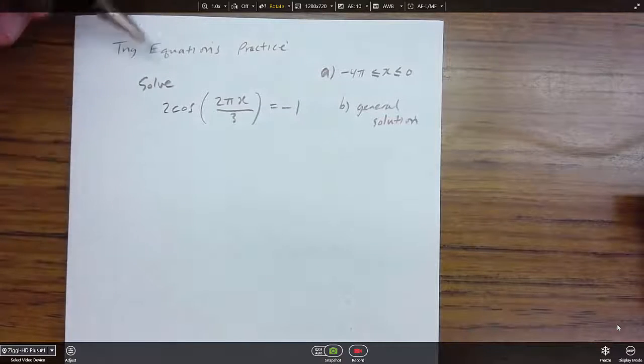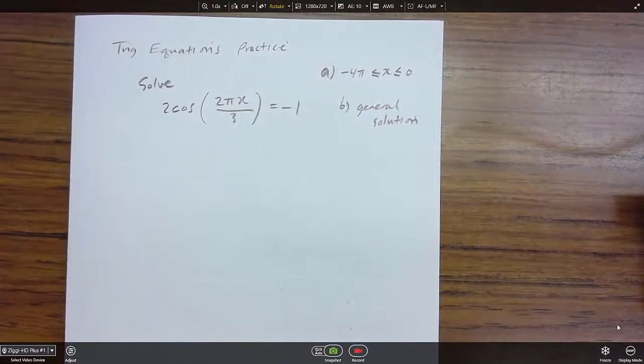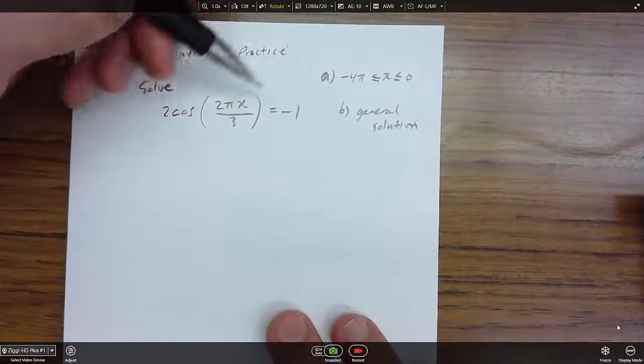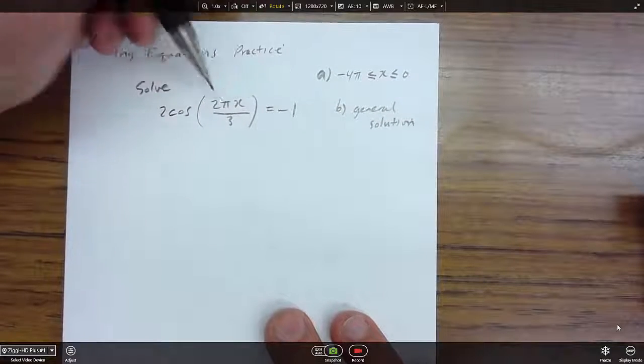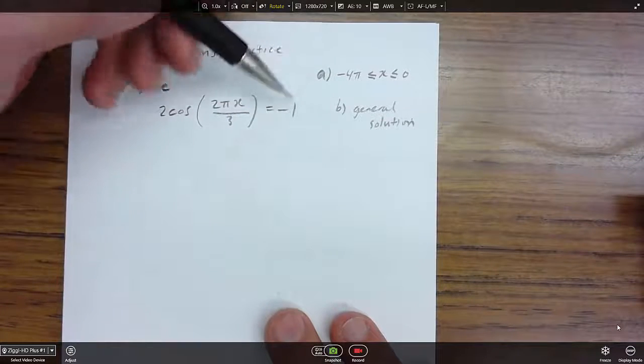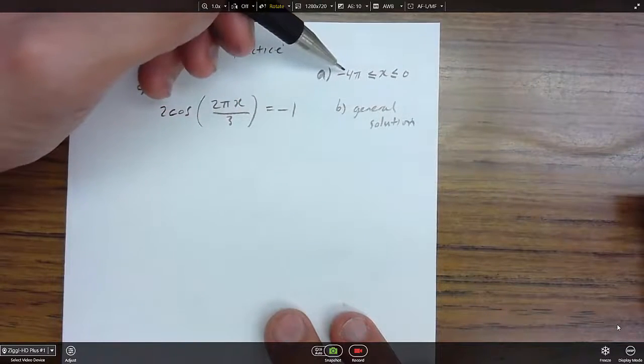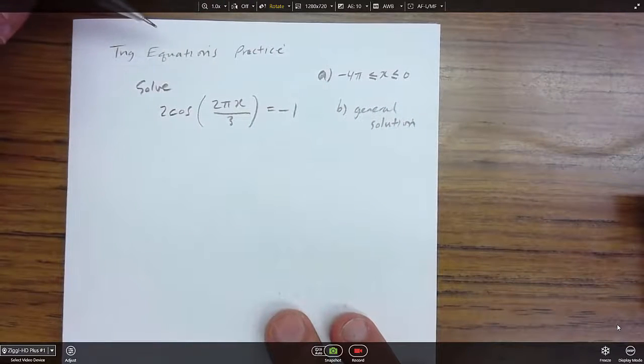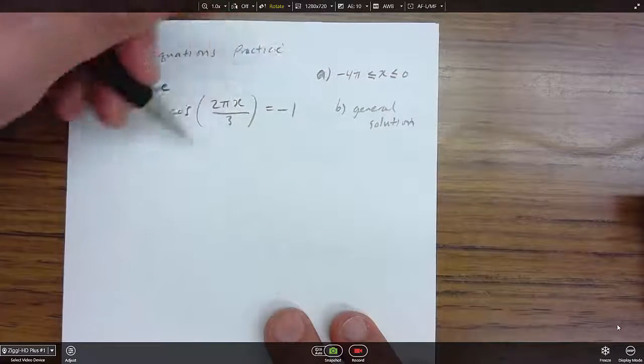Okay, so let's try this trig equation problem here. This is interesting because we're dealing with pi in the angle, as well as the general solution, and here a negative-only domain. It's all negative only. So let's play with it.